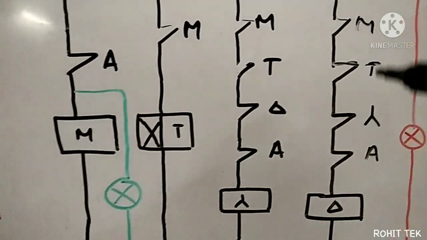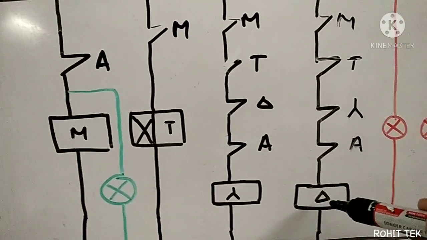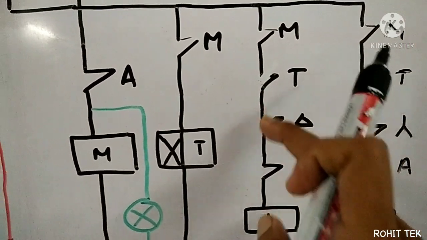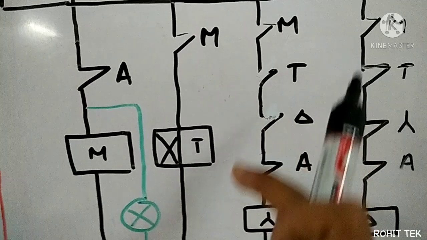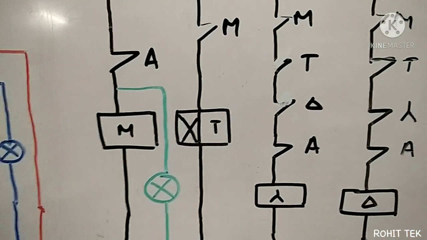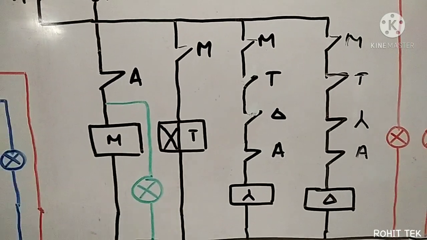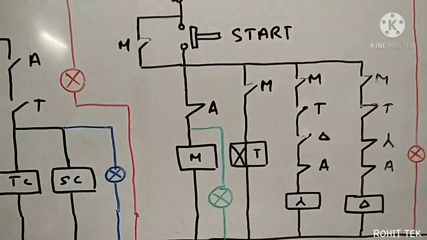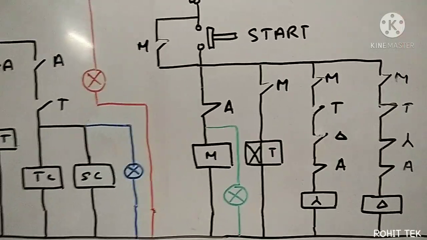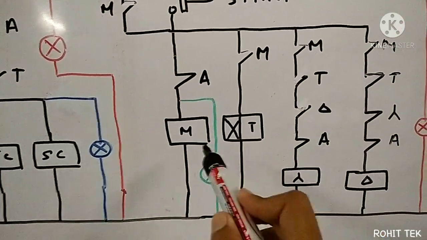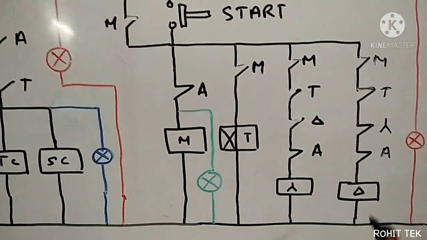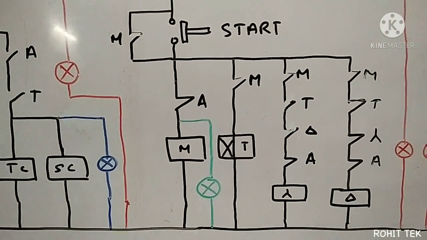And what will happen? This delta contactor will get energized and change its contacts. Okay, and the star contactor gets de-energized. Okay, now the motor is running in delta configuration. Initially the motor was running in star configuration, and after a delay the motor is now running in delta configuration. Is it clear?